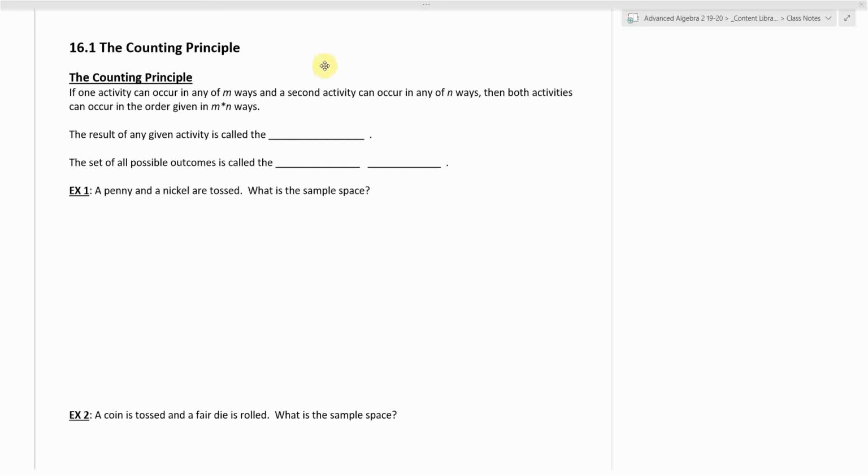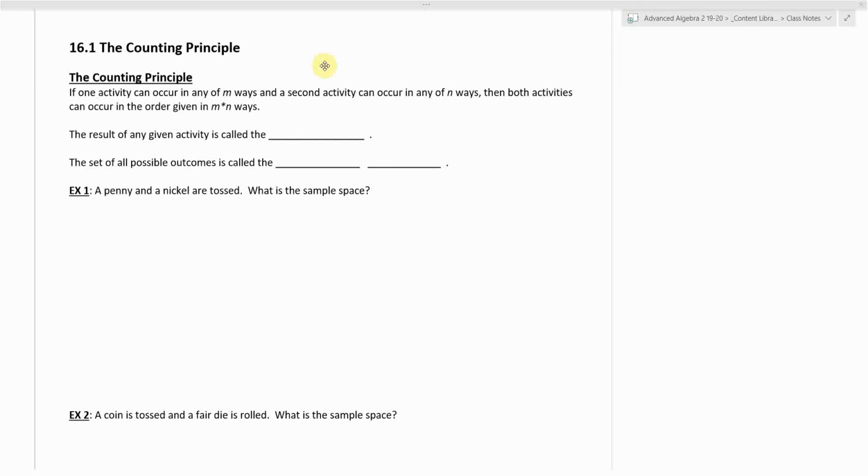All right, welcome to chapter 16. It's our last chapter of the year. We're going to cover some ideas from probability. A little bit of this will hopefully be familiar, with some basic probability concepts that you've done in the past. Some of it will certainly be new, but hopefully it won't be too challenging.